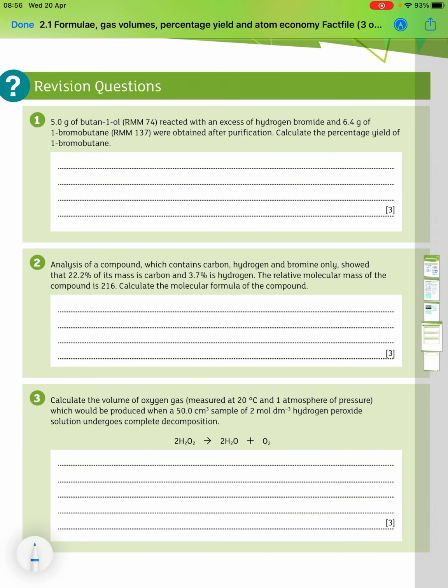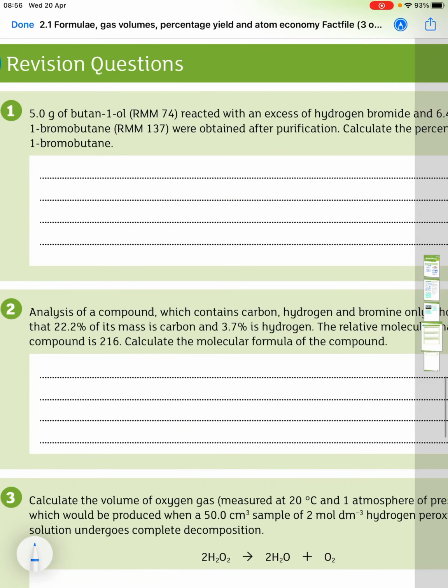Question 1. 5 grams of butan-1-ol with a relative molecular mass of 74 reacted with an excess of hydrogen bromide and 6.4 grams of 1-bromobutane, relative molecular mass of 137, were obtained after purification. Calculate the percentage yield of 1-bromobutane. So we're first going to work out the moles of butan-1-ol.